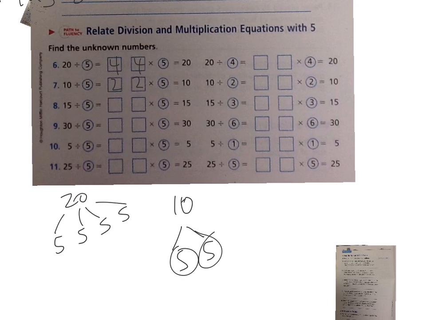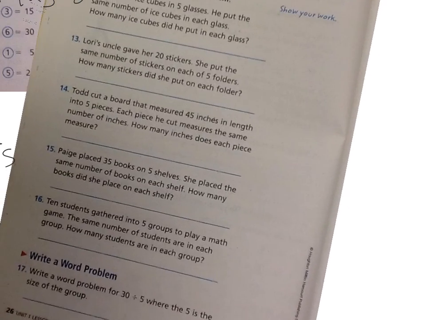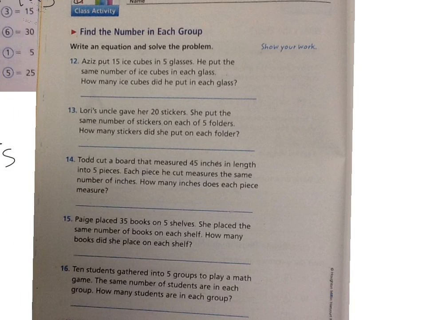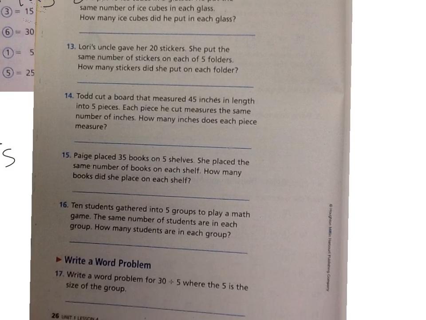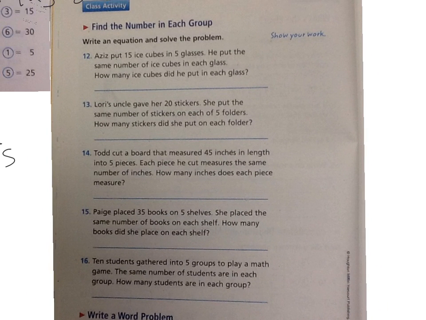I'm only going to do one more, really. So 15 divided by 5: 5, 10, 15. So that equals 3, and 3 times 5 equals 15. So when the lesson's over, I want you to go on and finish the rest of this page, and write an equation and solve the problems to these 7. And we're probably going to spend time on this in small group if you don't finish.